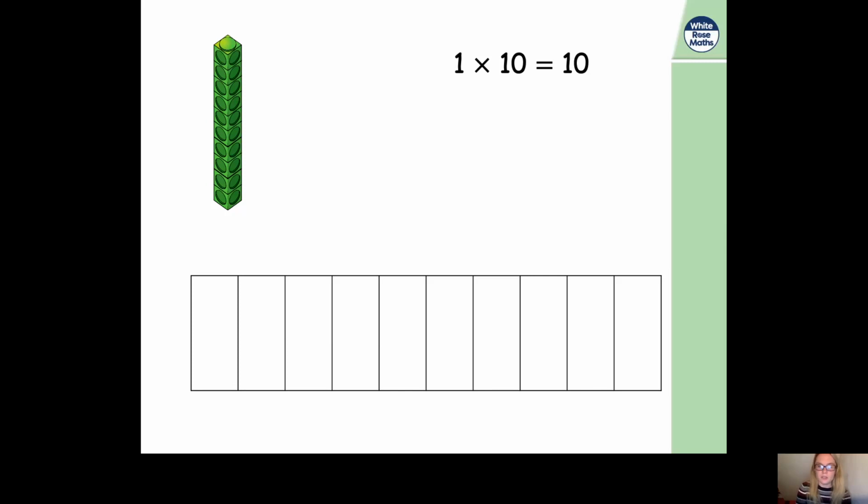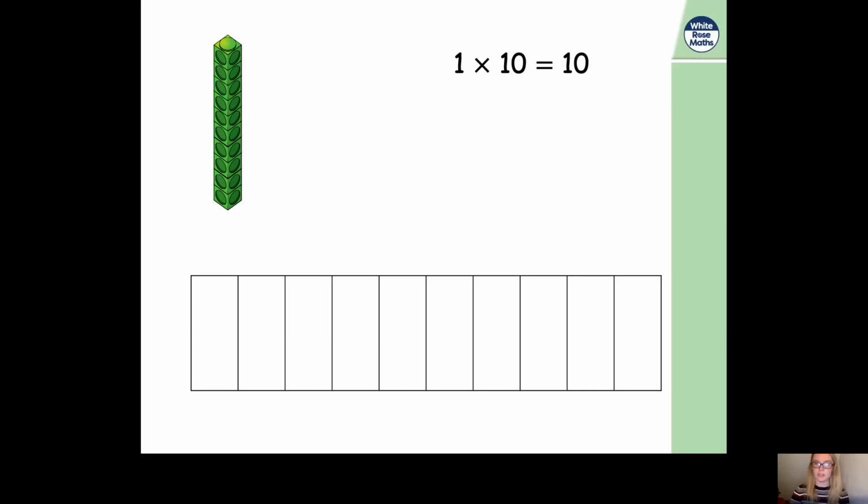And we're going to share them into these groups. How many groups have we got? We've got 1, 2, 3, 4, 5, 6, 7, 8, 9, 10. We've got 10 groups. So we're going to share these 10 cubes into 10 groups. So we can write 10 divided by 10 because we have 10 cubes and we're sharing them into 10 groups.